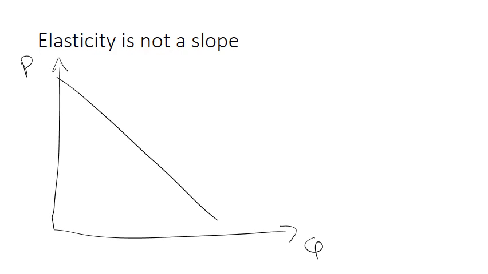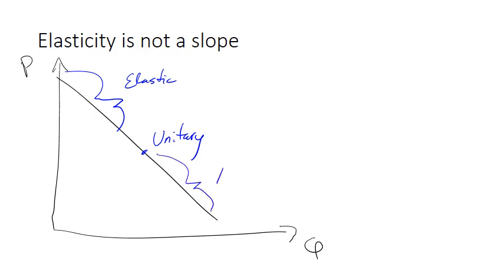But for any sort of quote-unquote normal downward sloping demand curve, you're actually going to end up with a unitary spot or range. You will end up here with the top, it will have an elastic range, and down here towards the bottom, you will end up with an inelastic range.